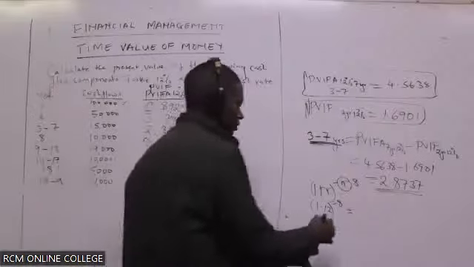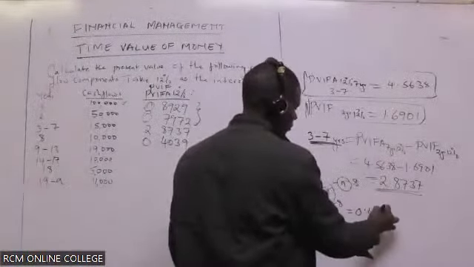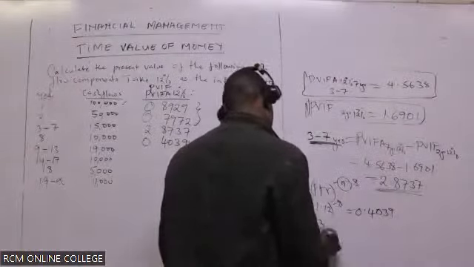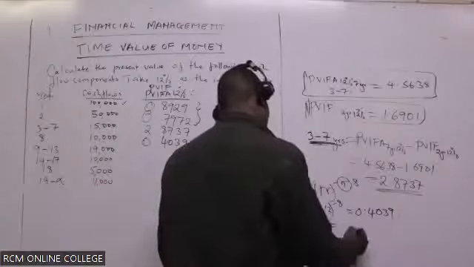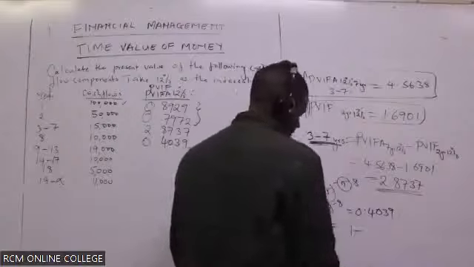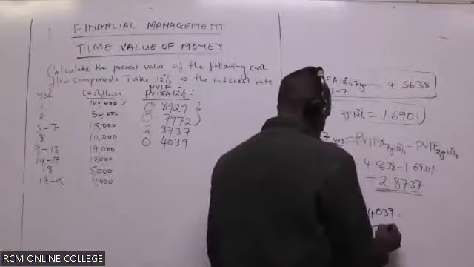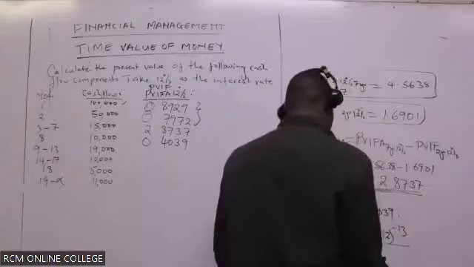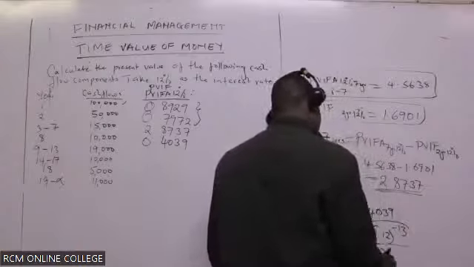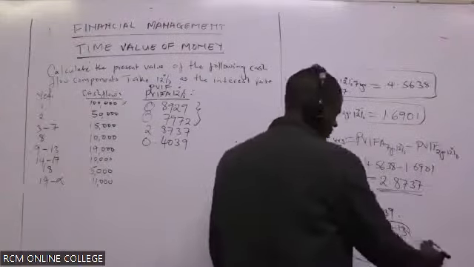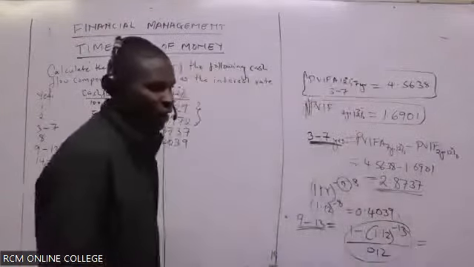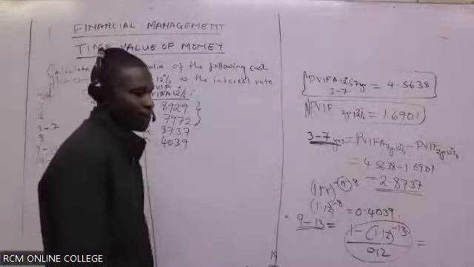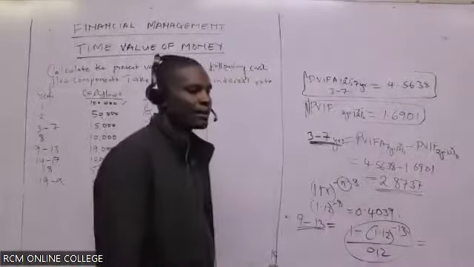Year 9 to 13. This is regular. Therefore, I expect 1 minus 1.12 raised to power negative 13 divided by 0.12. So give me this. What do you get? That will be for 13 years first. For 13 years first, let us get that.